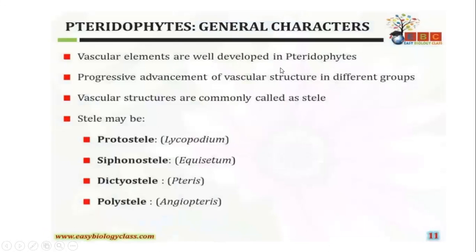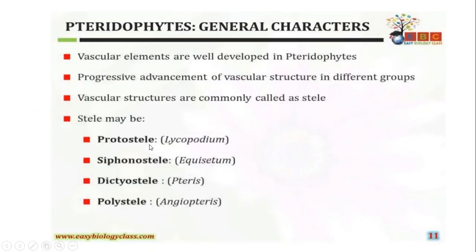Vascular elements, just not xylem and phloem, they are well developed. And the presence of this vascular structure, that is xylem and phloem, the vascular tissue, the stele, can be either of protostelic condition, siphonostele, or dictyostele, or polystelic condition in the pteridophytes.